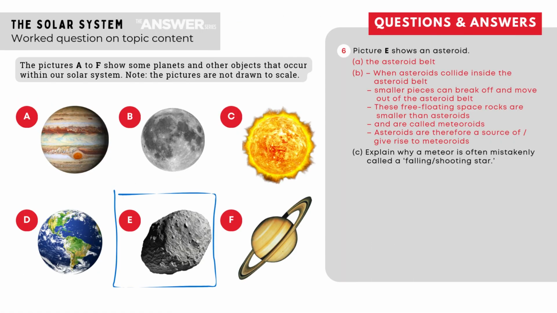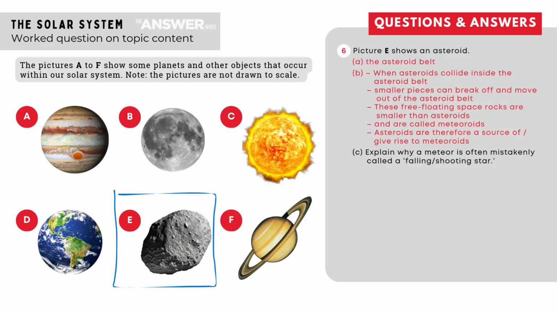If we look at the memorandum, a good way of phrasing your answer would be: when asteroids collide inside the asteroid belt, smaller pieces can break off and move out of the asteroid belt. These free-floating space rocks are smaller than asteroids and are called meteoroids. So asteroids are therefore a source of meteoroids, or they give rise to meteoroids. And that explains how these two terms are related to one another.